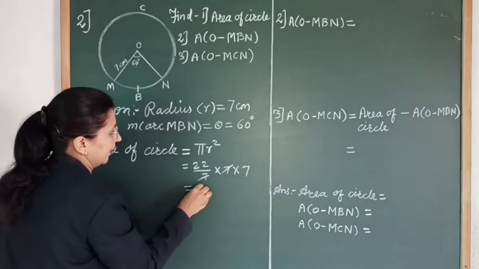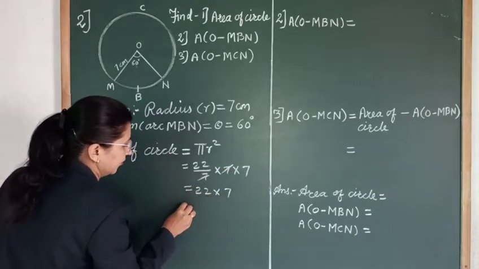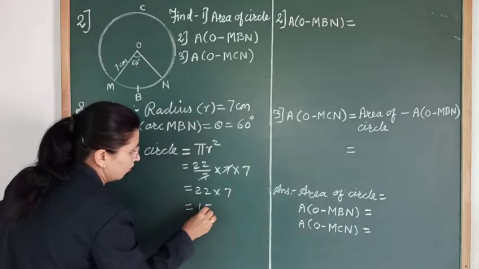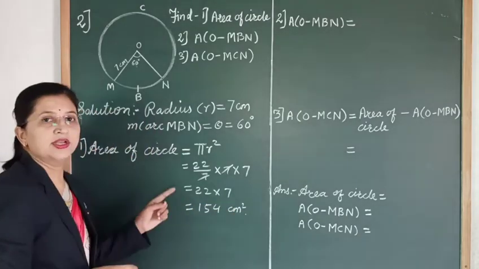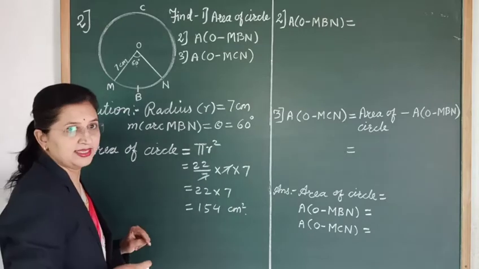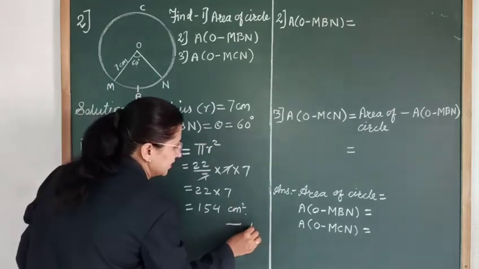That is 22 into 7. 22 7s are 154 square centimeter. So in this way we got the area of the circle. Let's give it as the first answer.